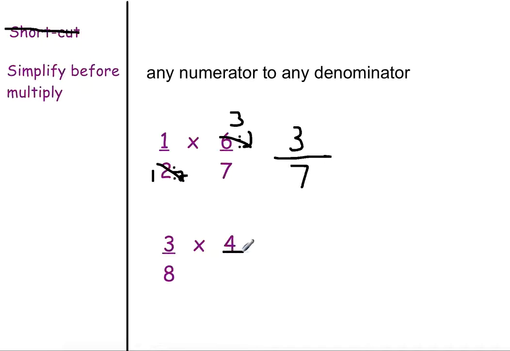So let's look at this next one. 3 and 8. Nope. 3 and 1 is done. So I look at 4 and 1. So I have to look at 4 and 8. 4 can go into 4 once. 4 can go into 8 2 times. So now I multiply. 3 times 1 is 3. 2 times 1 is 2. And today we can leave them as improper fractions. You do not have to change this to 1 1/2. You can if you would like, but you don't have to.